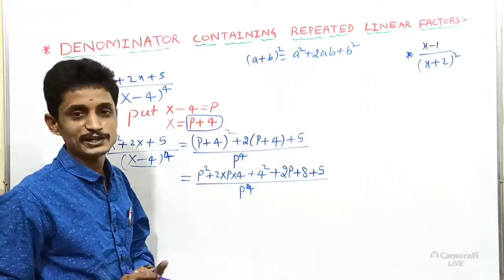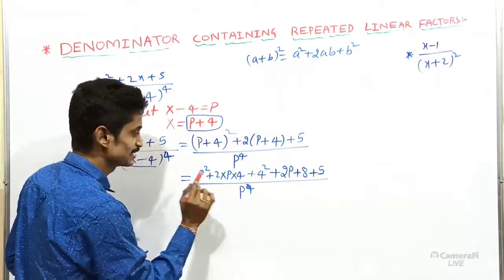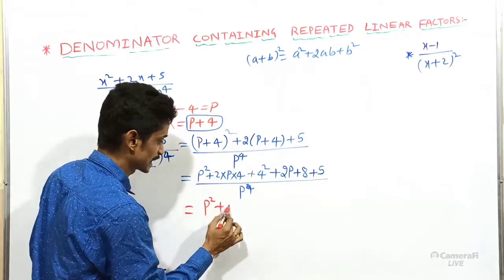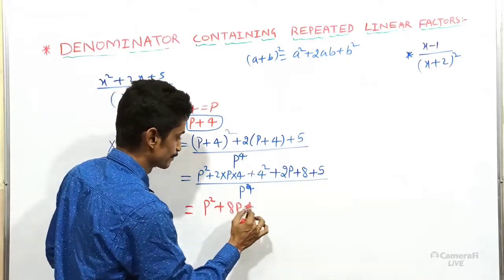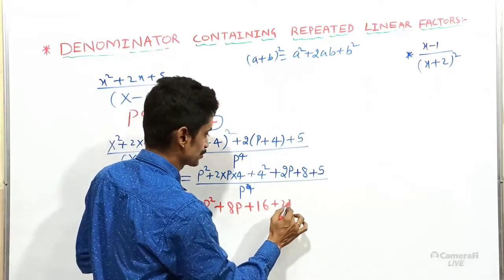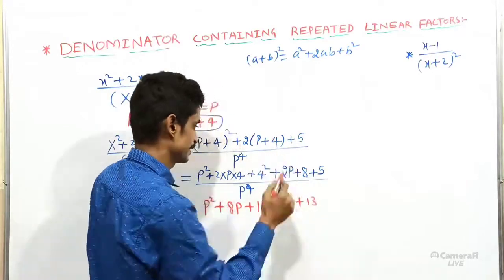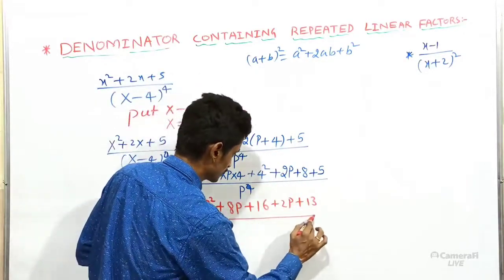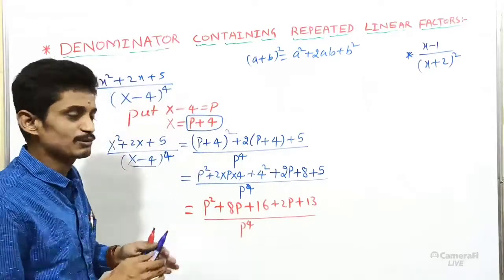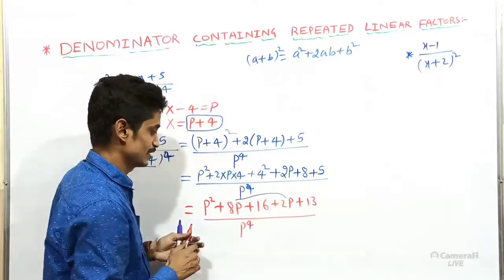Now one more step, simplification in the numerator part, write in standard form, p square only single term. This is how much? 2 4s are 8, that is 8 times of p plus 4 square is 16. This side plus 2p. Hence it is 8 plus 5 is 13. Whole divided by p power 4. In the next step, you have to separate it. Or otherwise, first you have to add these two. Then you can separate it.